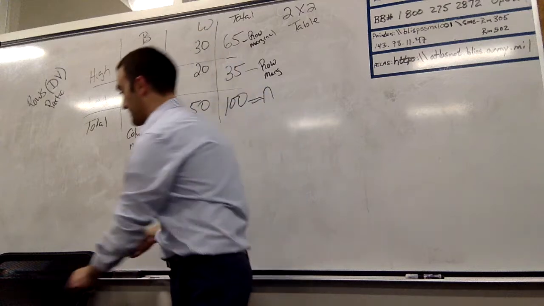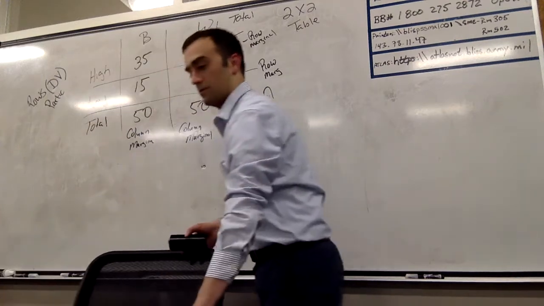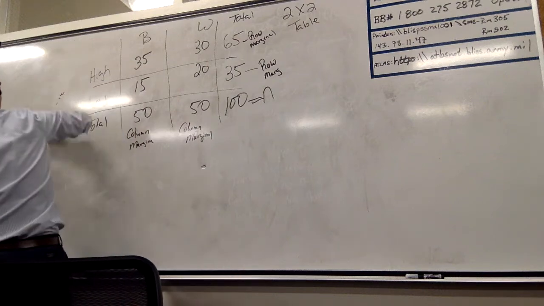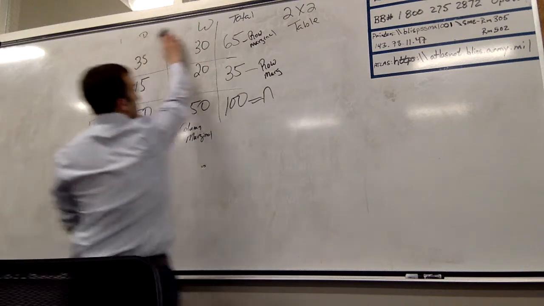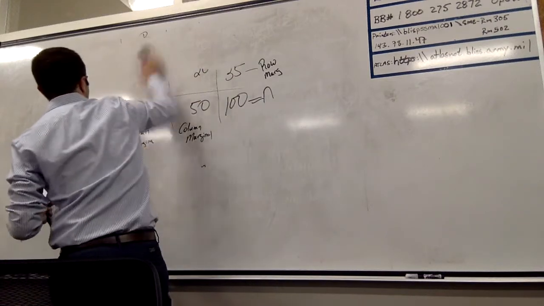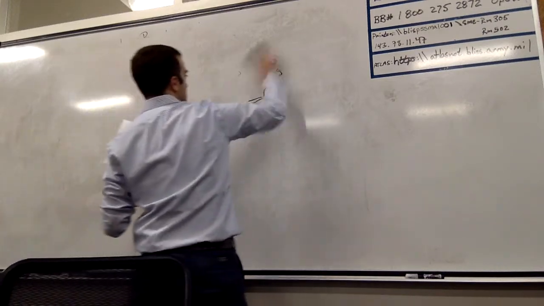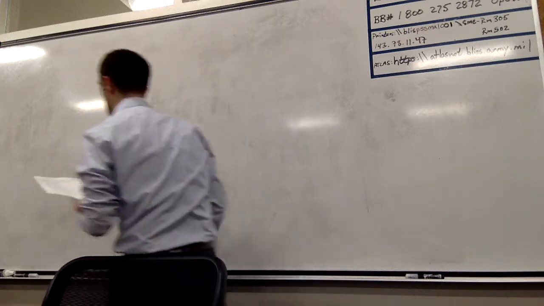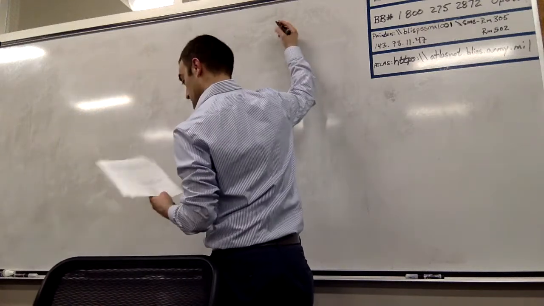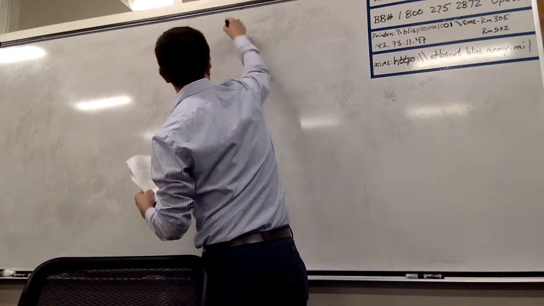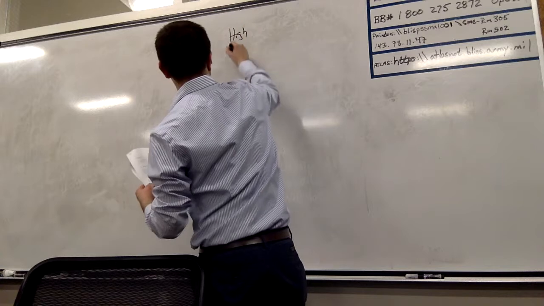The chi-square statistic to calculate. And keep this table handy. Reproduce it smaller. High, low.